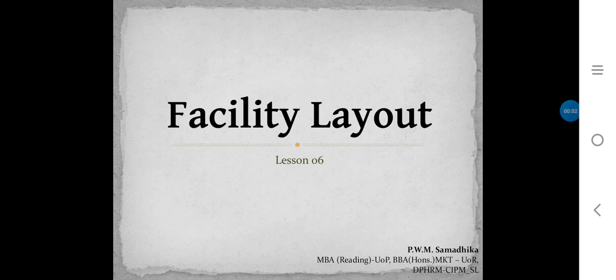Okay, this is the facility layout, the sixth lesson in operation management. Facility layout means how we lay out our organizations or factory premises in operation management. Actually, this is like architecture planning in the organizations or our premises.